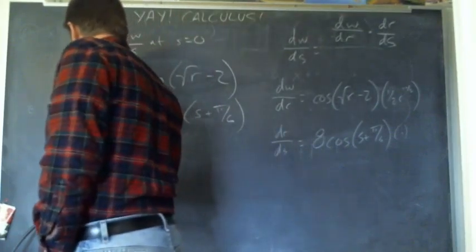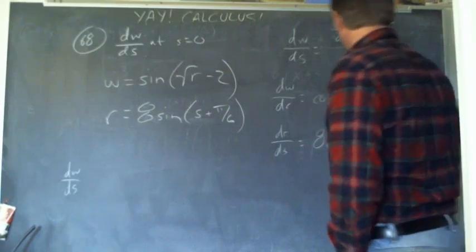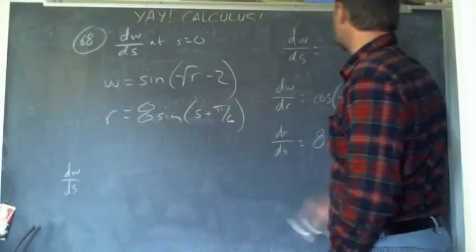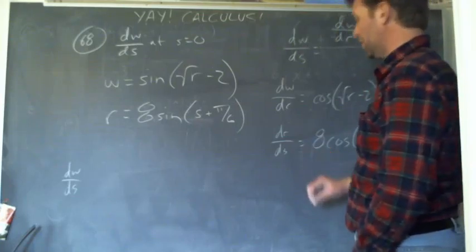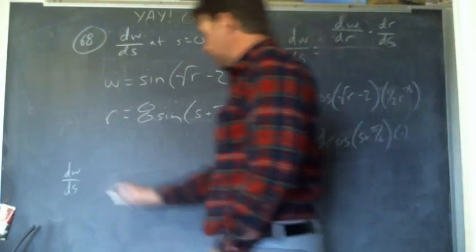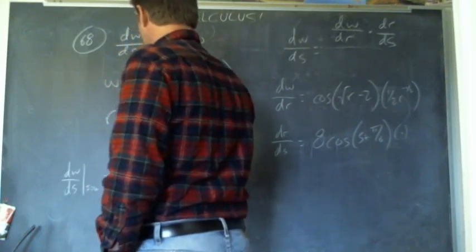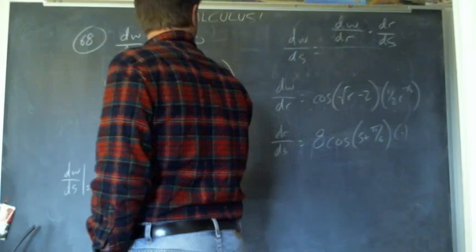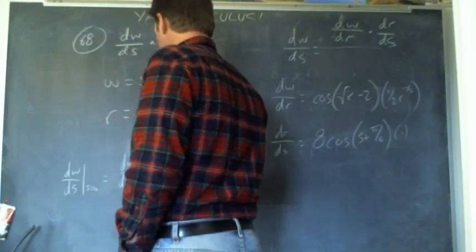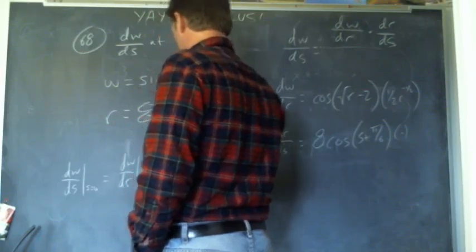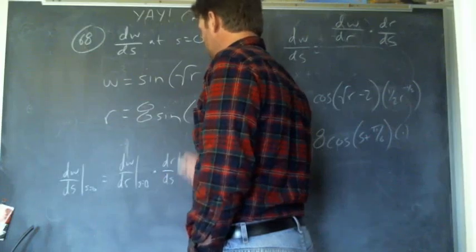So now you need to multiply these two. So we have dw/ds. Well, actually, we don't have to multiply all this out because we want it at s equals 0. So we can just evaluate each one of these individually at 0. So dw/ds evaluated at s equals 0 is the same as dw/dr evaluated at s equals 0 times the derivative of r with respect to s evaluated at s equals 0.